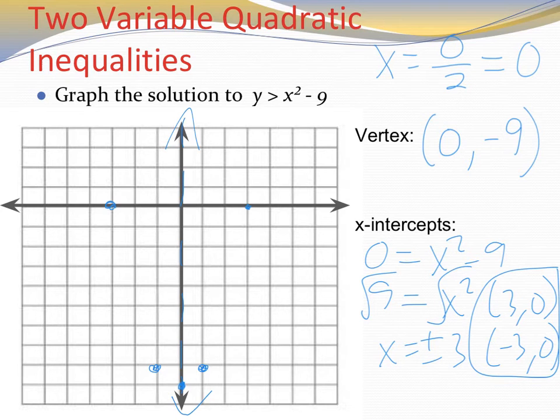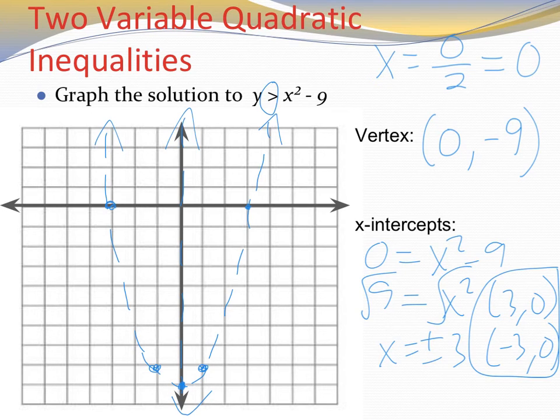But wait! I need to know what kind of line to do. Solid or dashed. This time, it's just greater than, not equal to. So I need to use a dashed line. When it's equal to, it's a solid line. When it's not equal to, it's a dashed line.